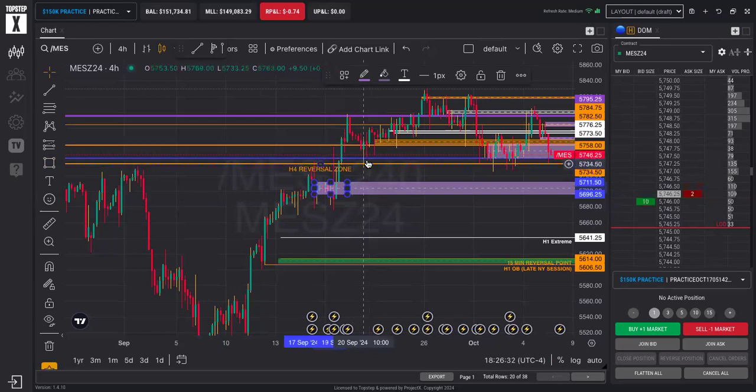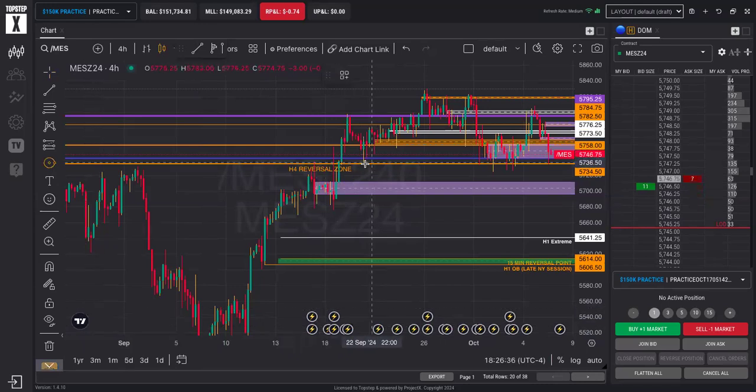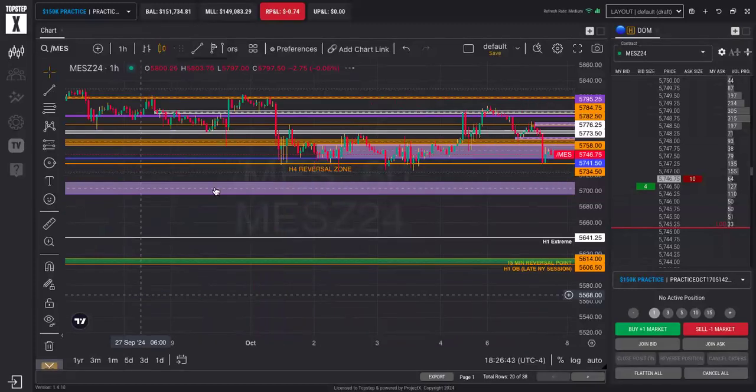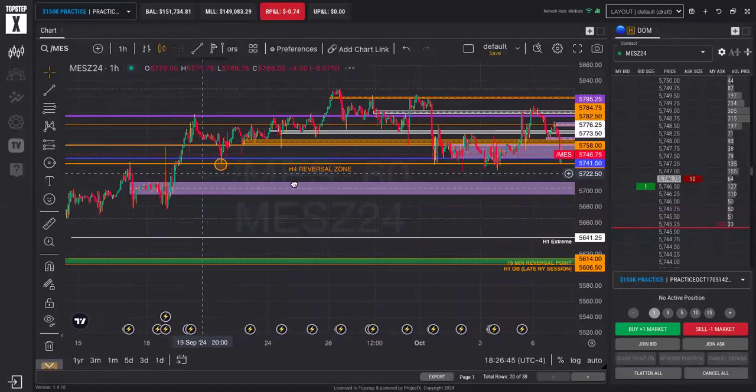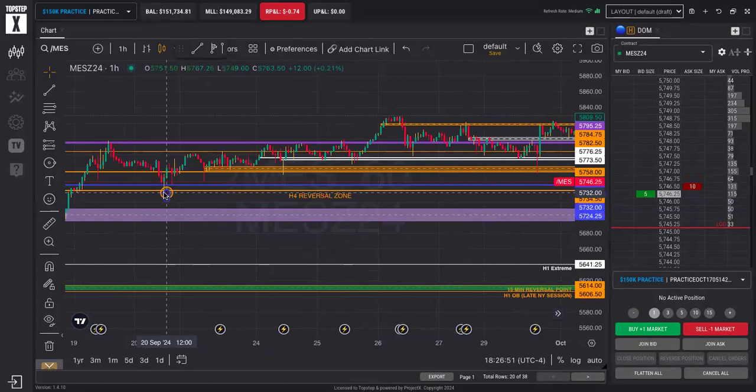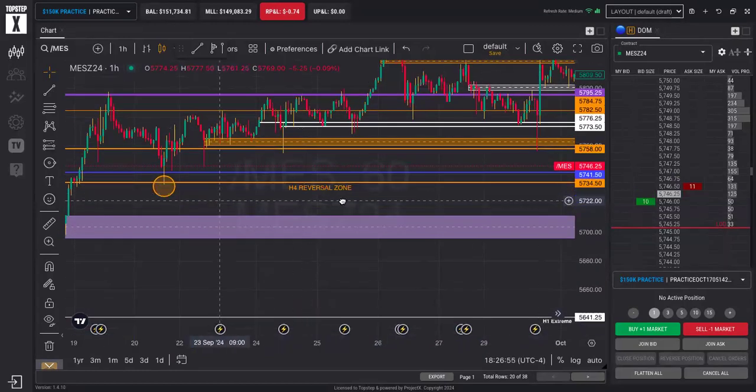Bam. So watch this right here. This line is key. I'm going to mark this off so we can see it clear on the 1 hour. Then you can see a reversal. H1. Bam. You see where that wick hits? Right. See that?